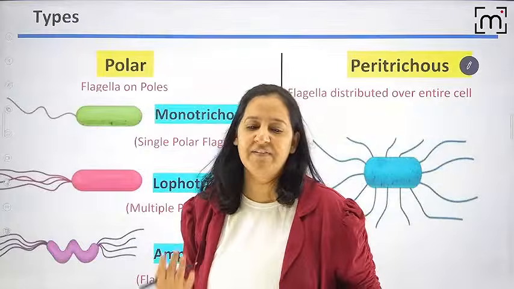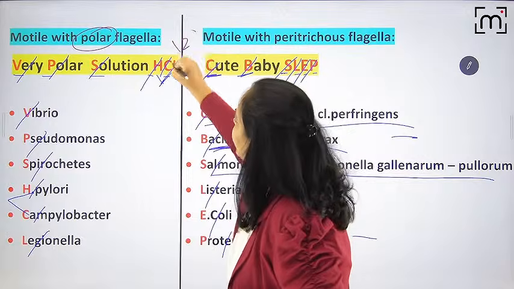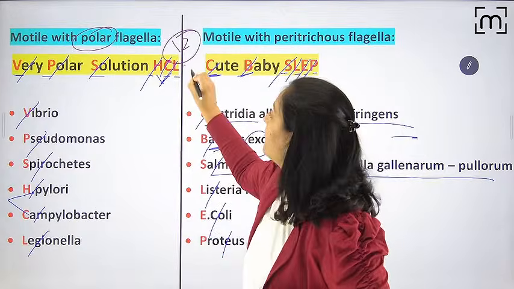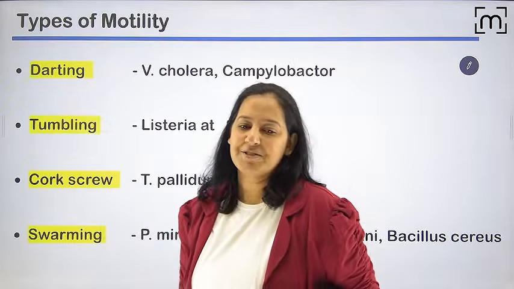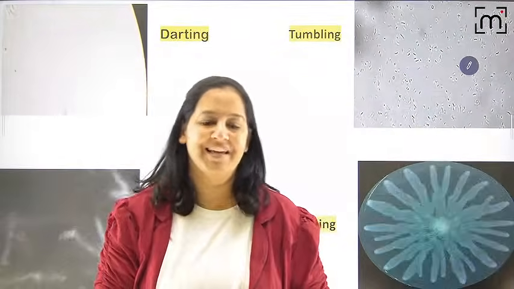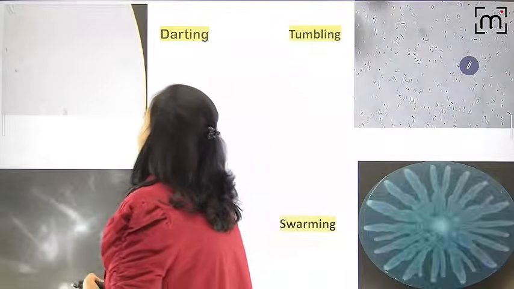Same thing we will apply to these 12 bacteria. All 12 are motile, but four of them have unique motility on which questions come. So let me tell you the four unique motilities. Can I tell you the four? See the videos. Appreciate the videos. See the four unique motilities.